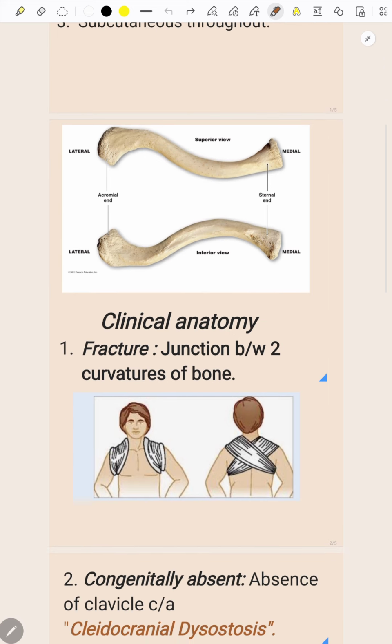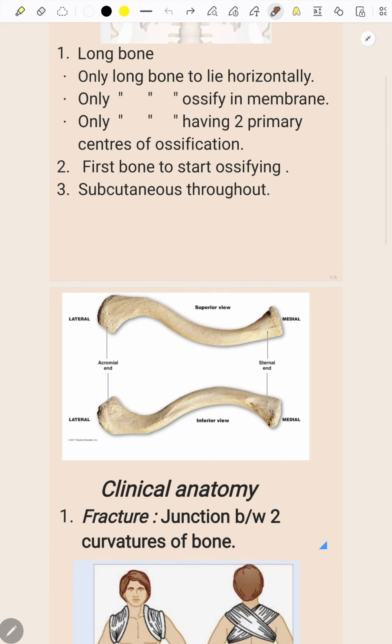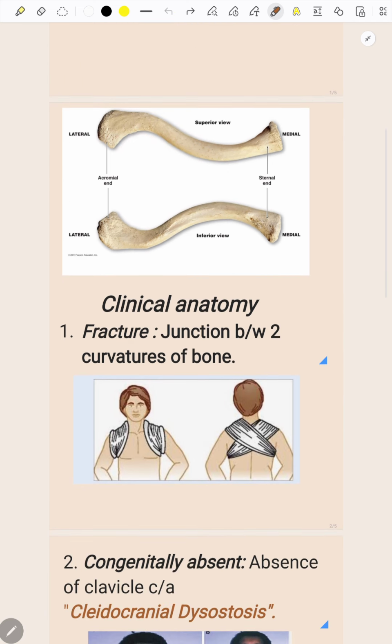First is fracture of clavicle. It occurs at the junction between the two curvatures of the bone. That is, this is convex and this is concave, and this is the junction between the two curvatures. This is the most common point for fracture of the clavicle, and it is the weakest point of this bone. To treat this fracture, we bind a figure-of-8 bandage like this.